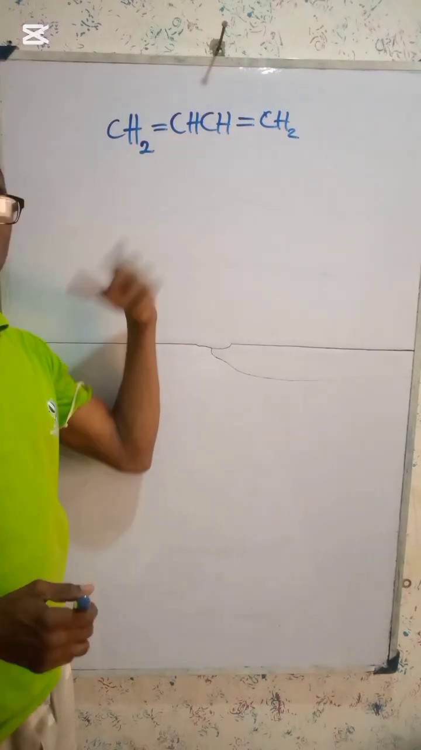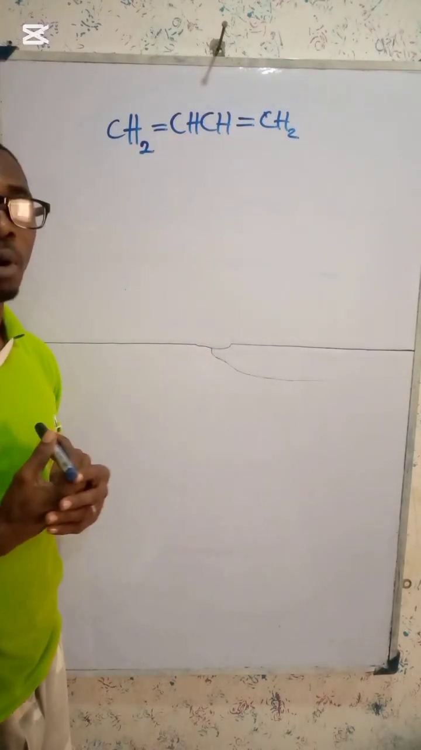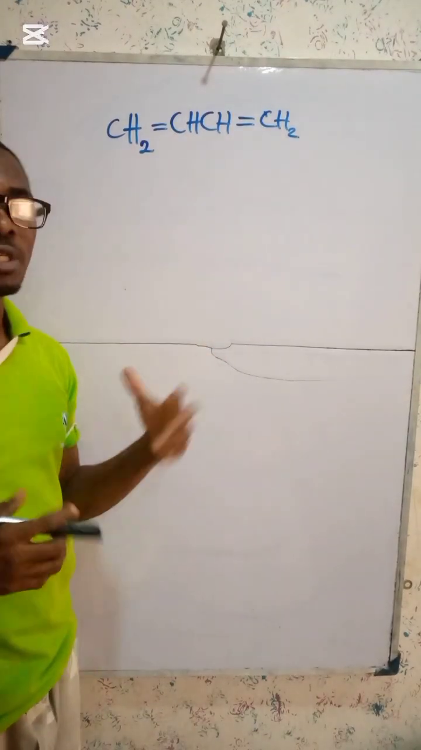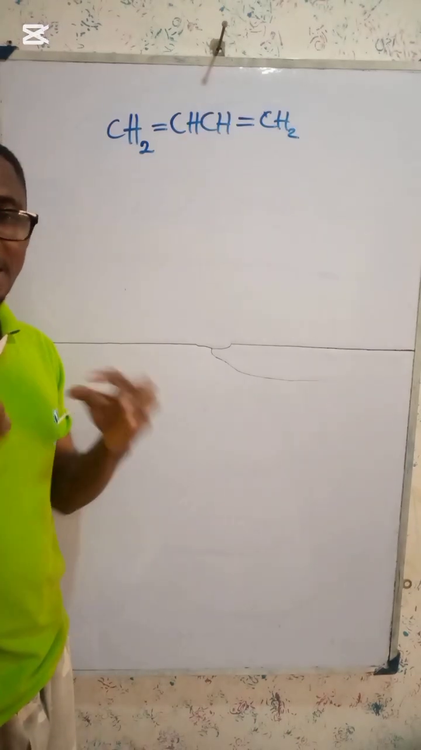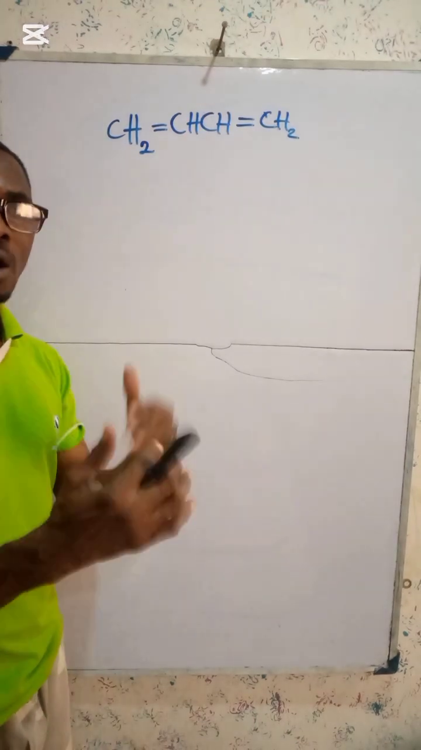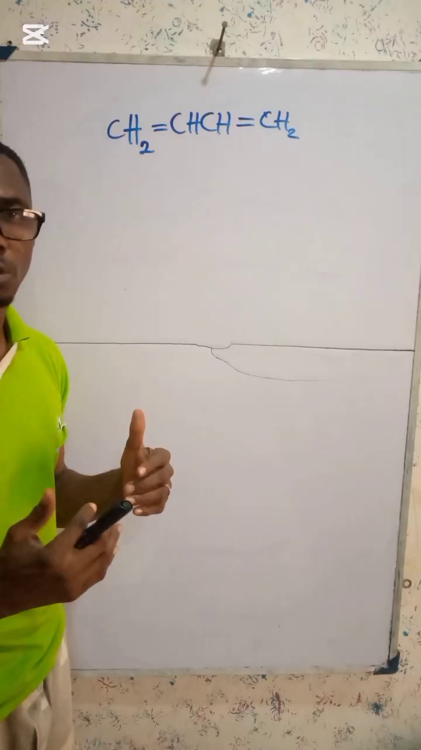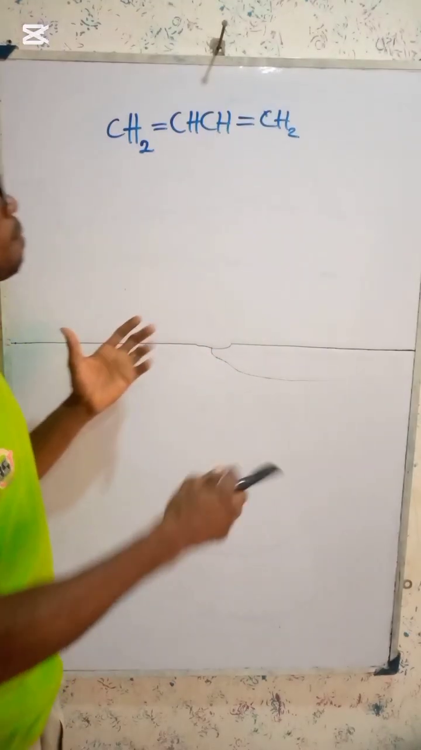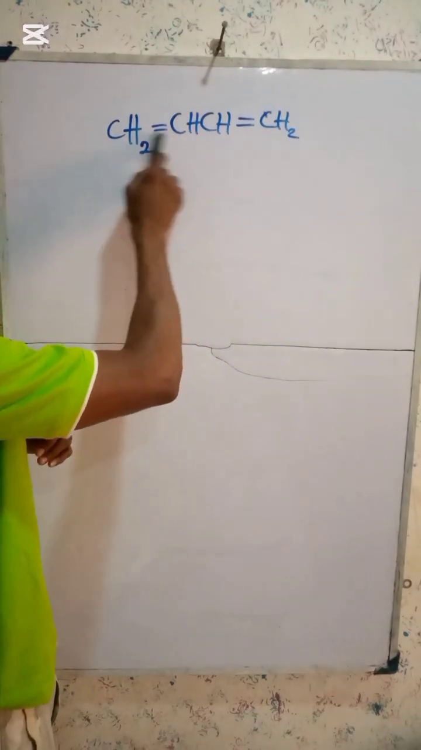Is it difficult for you? Do you struggle to name organic compounds such as this? This is written in a condensed form. How do you name it? The first thing that you need to do is to count the carbon chain. Count it from left to right. So we have 1, 2, 3, 4.